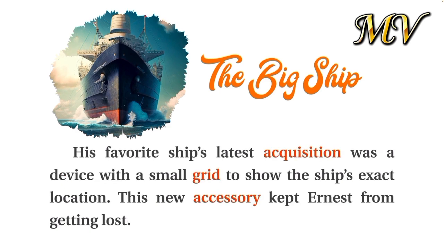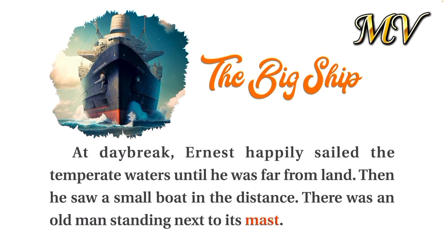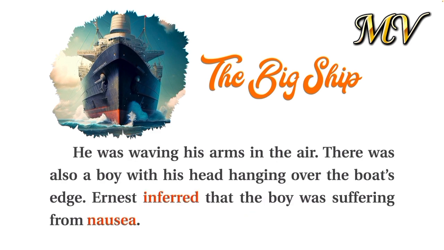His favorite ship's latest acquisition was a device with a small grid to show the ship's exact location. This new accessory kept Ernest from getting lost. At daybreak, Ernest happily sailed the temperate waters until he was far from land. Then he saw a small boat in the distance. There was an old man standing next to its mast. He was waving his arms in the air.